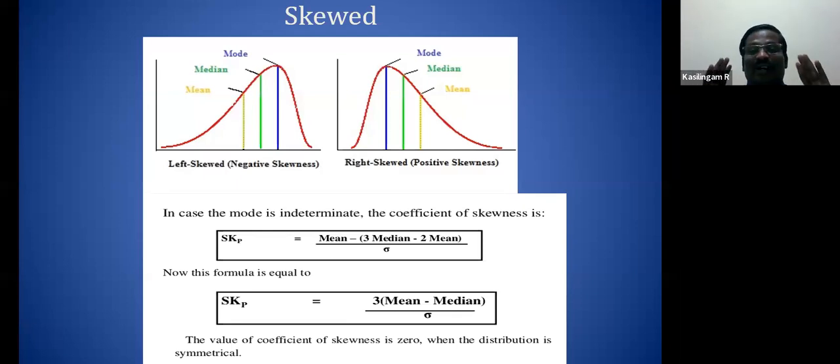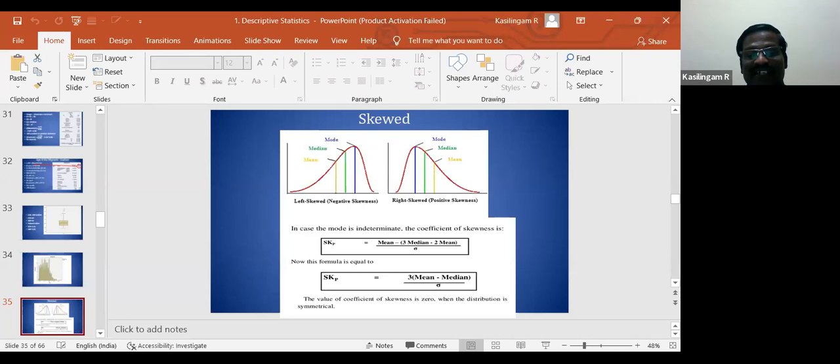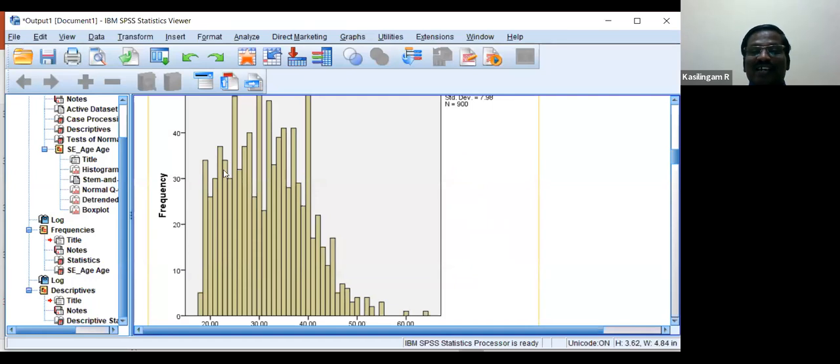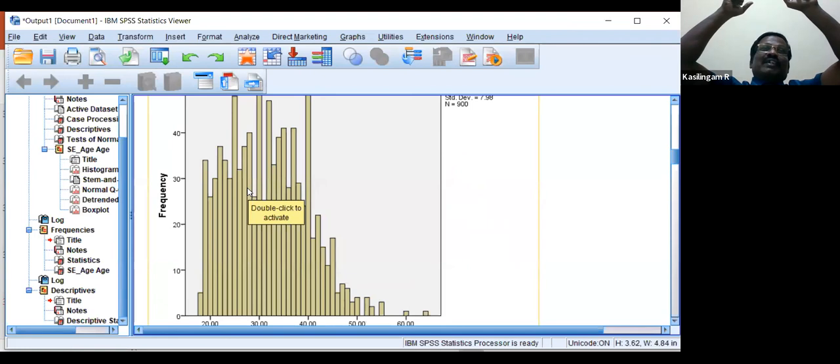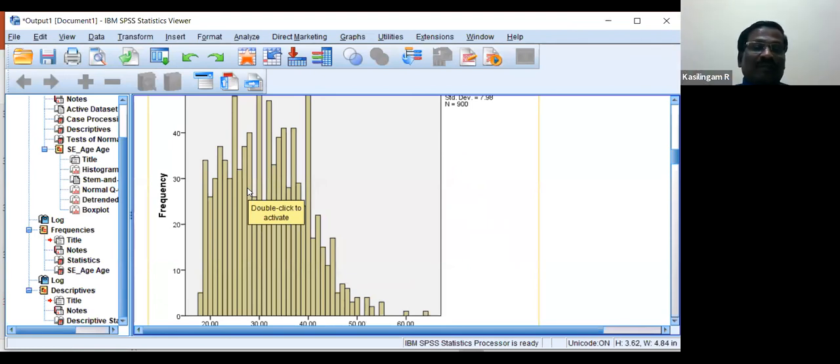Now, see, one more thing you have to tell. See, this is a positive skewness. Here, more number of people are less than the mean, right? If the mean is 32, this is the frequency. The length of the bar is the frequency. Yes or no? Length of the bar, more number of people are less than the mean.